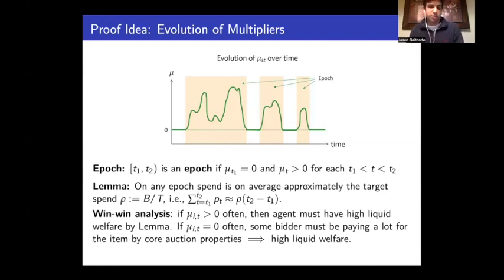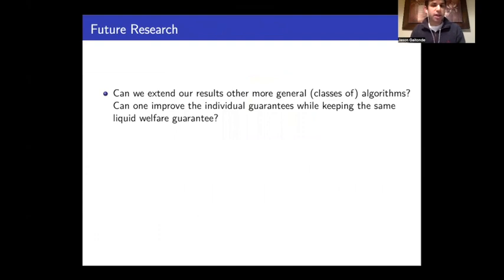On the other hand, if this pacing multiplier is equal to 0 often, that agent might not be spending much, but they are bidding their true value at each time, if you remember the definition of mu. In particular, that means whether or not this agent is winning the item, some bidder must be paying this value in a core auction. Using these core auction properties, we can also show that there's high liquid welfare. No matter what this evolution looks like, we get this win-win analysis and get this optimal factor of 1/2.